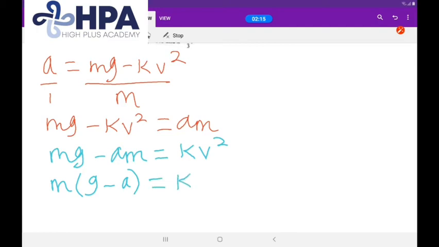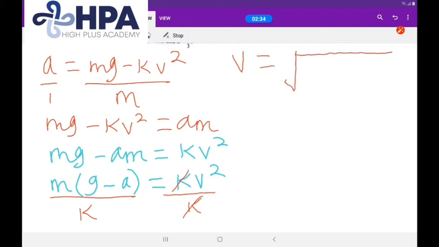equals kv squared. Remember that we want to look for v. So we can divide both sides by k. Very good, by k. Such that my v will now be the square root of, find the square root of both sides, so we have m into g minus a over k. And look at that, so we have found v.